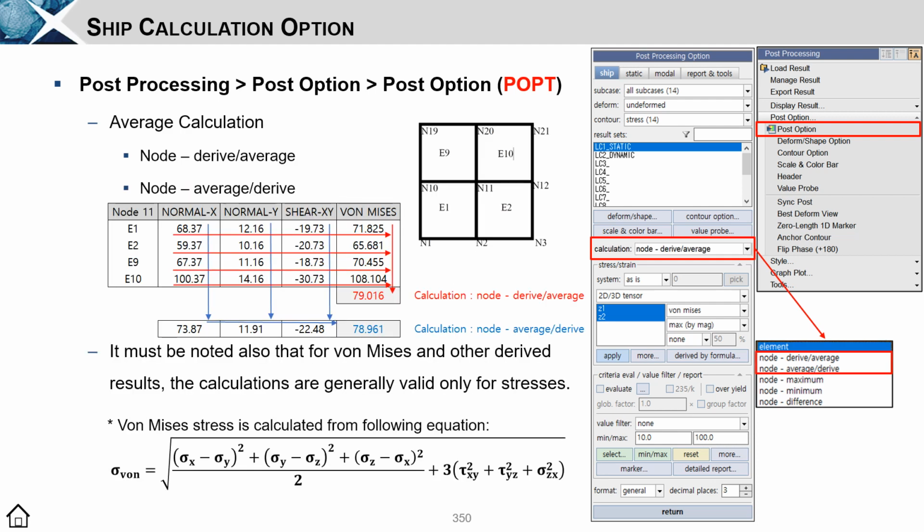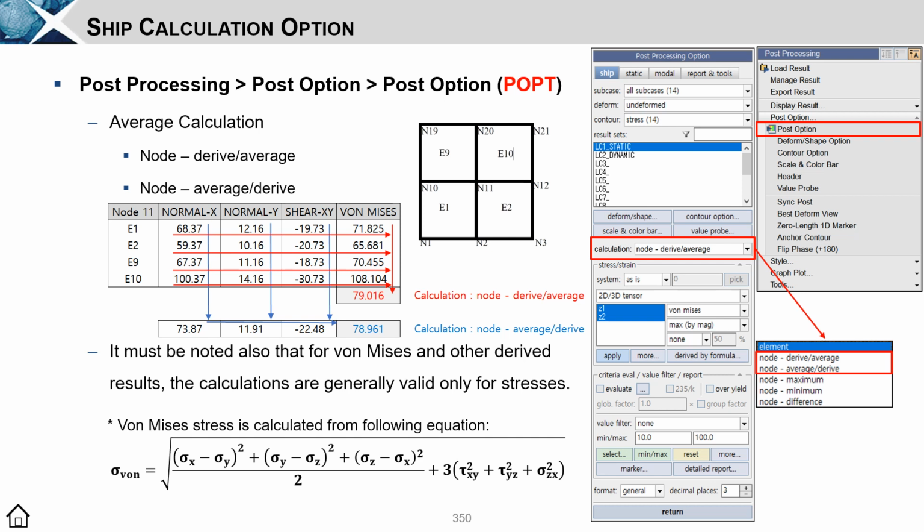The von Mises stress calculated at node 11 when nodal averaging is done first, due to the contribution from each element, is 78.96. When the von Mises derivation is done first and then averaging at the nodes takes place, the calculated von Mises stress is 79.02. Thus a difference can arise depending on whether the averaging is done first or the derivation. This can be true for all derived results.